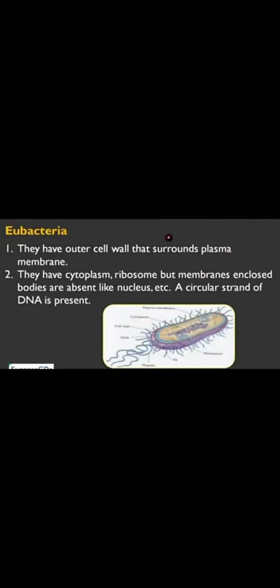Then comes the eubacteria. They have an outer cell wall that surrounds the plasma membrane. Then they have cytoplasm, ribosomes, but membrane enclosed bodies like nucleus are absent. And a circular strand of DNA is present.